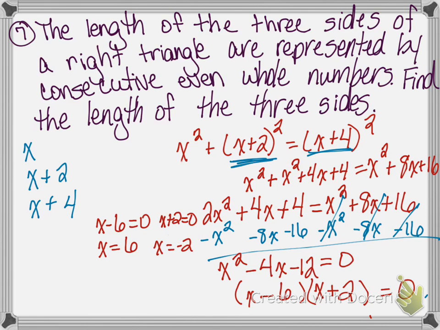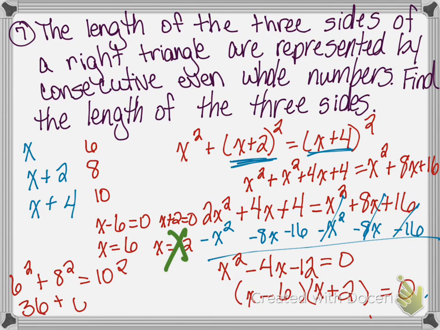I have to throw out this one. Why? Because it's negative, and we're talking about the length of the side of a triangle, so it has to be positive. So x is 6, x plus 2 is 8, x plus 4 is 10. And if you did 6 squared plus 8 squared equals 10 squared, it's going to work out. 6 squared is 36. 8 squared is 64. 10 squared is 100. Those are called Pythagorean triplets. Okay. How we doing?